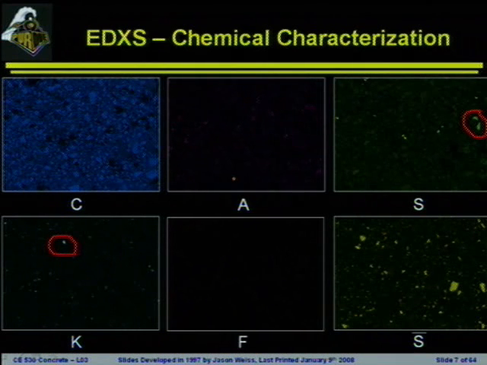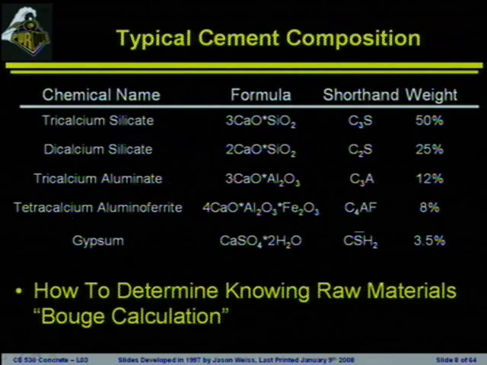Now we can start to put those images together and start to try to convert those raw chemistries over into the compounds that we're typically going to be talking about for our hydration reactions. We're not necessarily interested in the pure chemical there or the oxide that's there, but we're really interested in the composition of the overall material that's there.